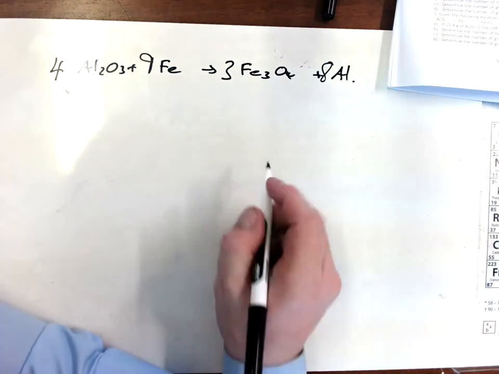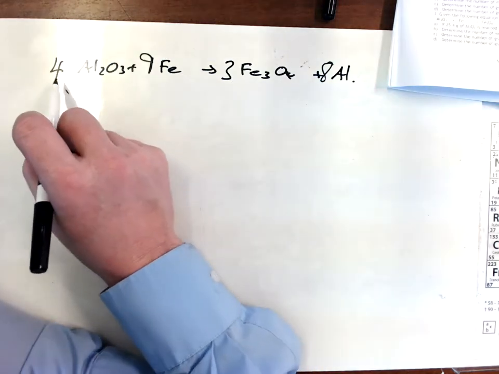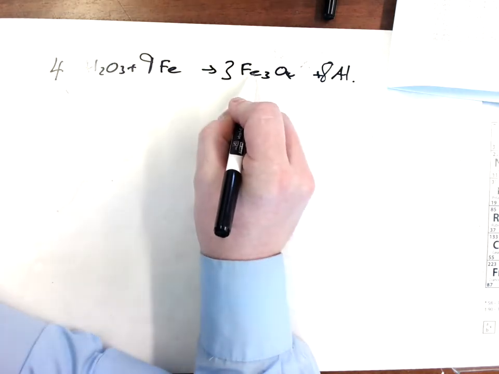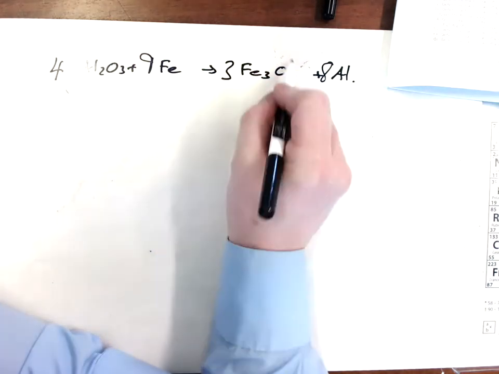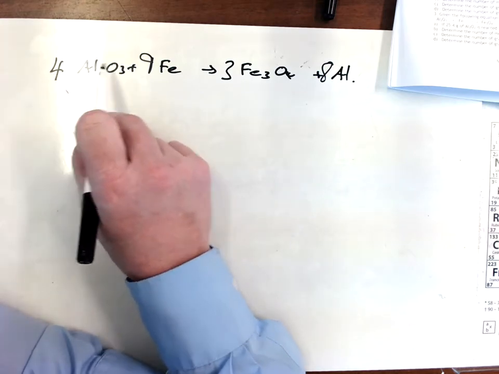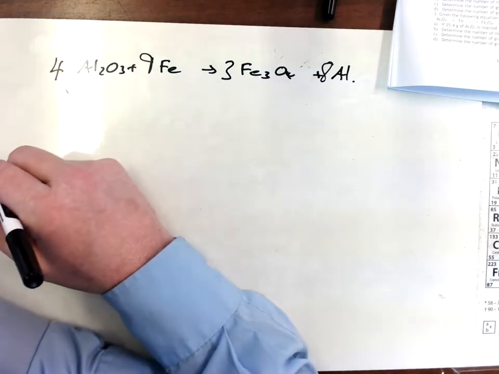So let's just double check that we have got the right everything sorted before we move on. So we've 8 aluminiums and 8 aluminiums. We've 9 irons, and we've 9 irons. Our oxygens here are 12. Our oxygens here are 12. So that looks fine. I can't reduce it any further. I've got a 4 and a 9 and a 3. So that's as low as I can get that in terms of common multiples.